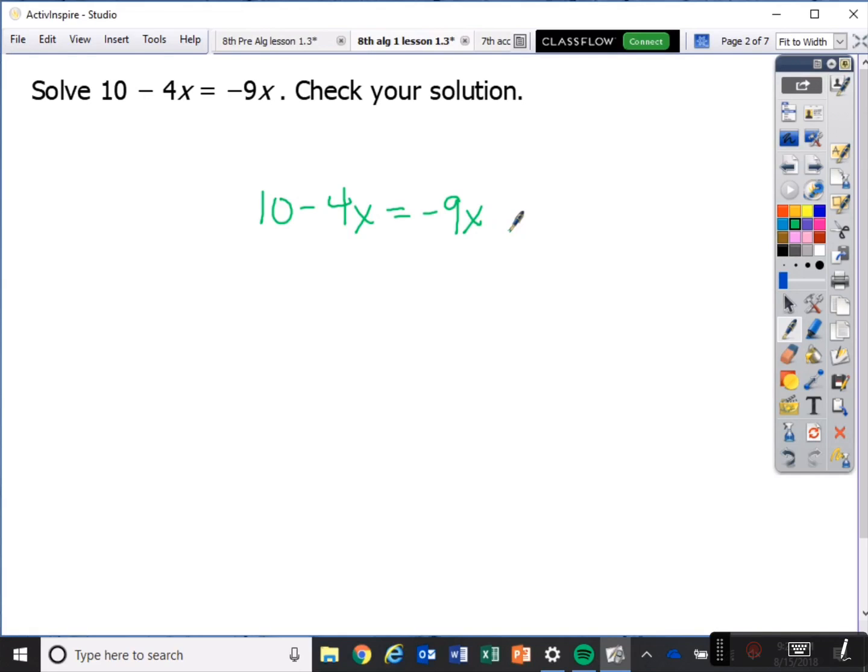All right. 10 minus 4x equals 9x. How many x's are there? 2. Are they on the same side? No.